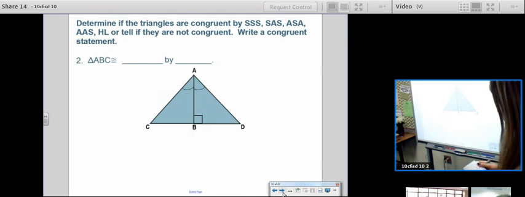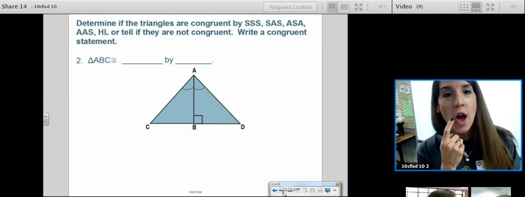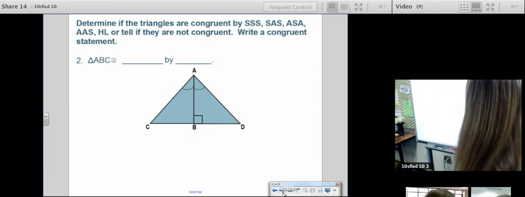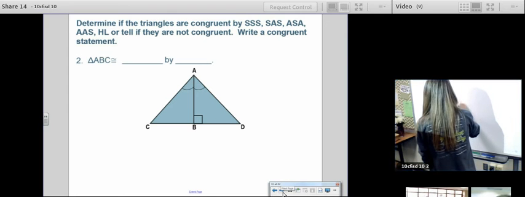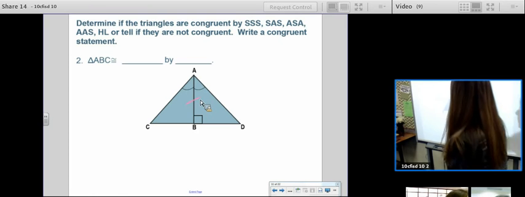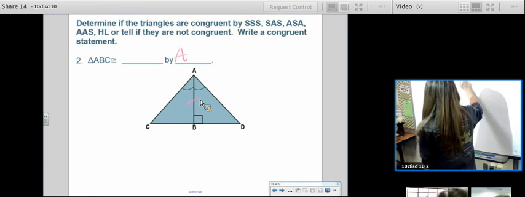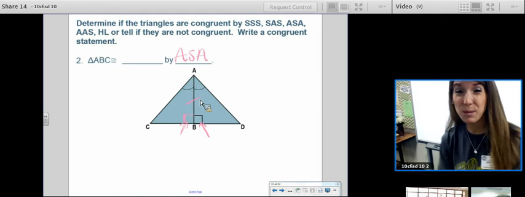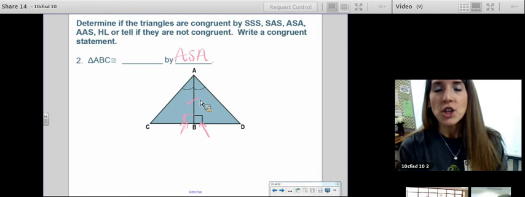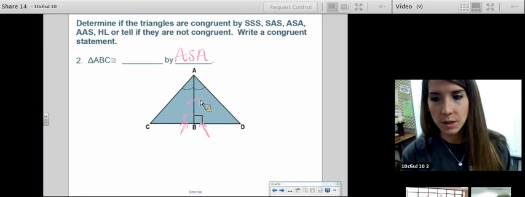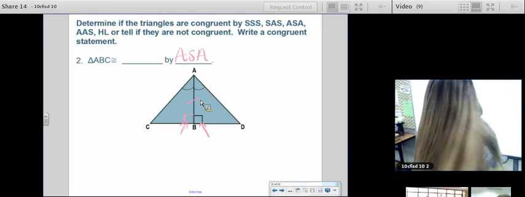All right, next one. So first, we always look at the triangles and we say, could I add something to my picture? Do I have a theorem that allows me to? And the reflexive property allows us to add a tick mark to the shared side. And now we have angle, side, angle. Because we know if this is a right angle, then this one is a right angle as well, because 180 minus 90 is 90. Just because this is a right triangle, does that mean it's automatically HL? No. This one is totally angle, side, angle.